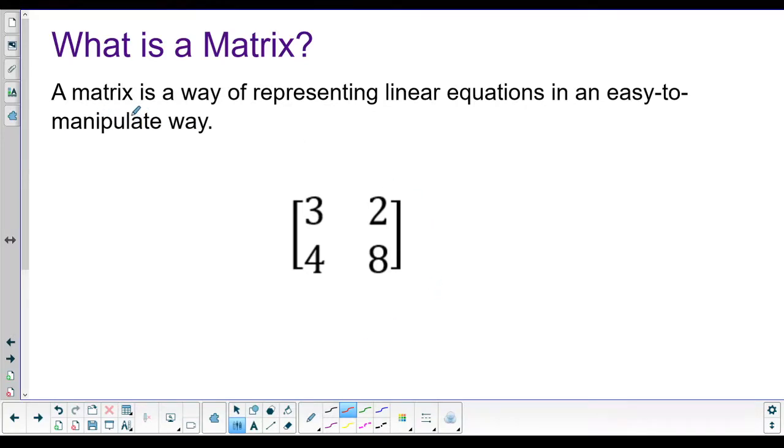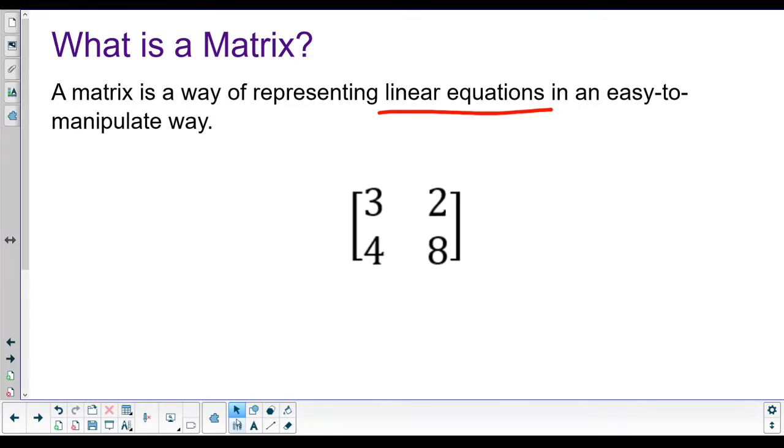A matrix is a way that we can represent linear equations in an easy to manipulate way. This is a little unintuitive at first. It can be a little challenging to try and figure out what this even represents. But once you get used to it, it lets you do math a lot faster than if you've got all the extra stuff in there that just takes up space. So let me give you an example of where a matrix like this could come from.